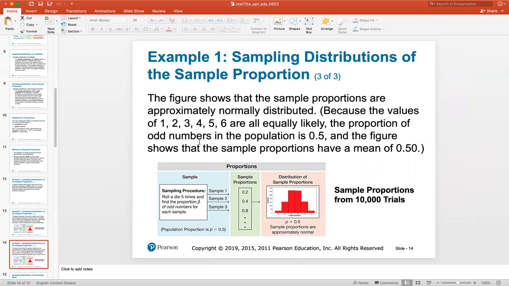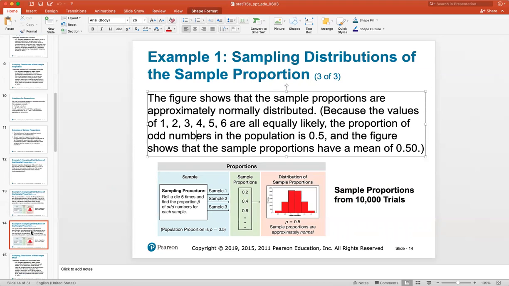Now you see the figures show that the sample proportions are approximately normally distributed because the values 1, 2, 3, 4, 5, 6 are all equally likely. The proportion of odd numbers in the population is going to be 0.5. You see that the middle of the histogram is 0.5. Makes sense, right? The figure shows that the sample proportions have a mean of 0.5, so the mean of the sample proportions approaches the population proportion, which is 0.5.